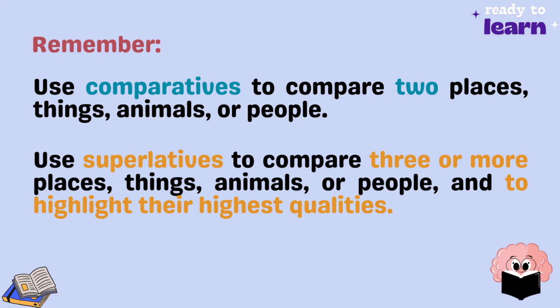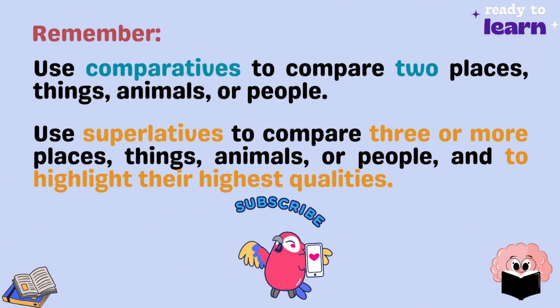So, did you get when to use comparatives and superlatives? Use comparatives to compare 2 places, things, animals, or people, while we use superlatives to compare 3 or more places, things, animals, or people, and to highlight their highest qualities.